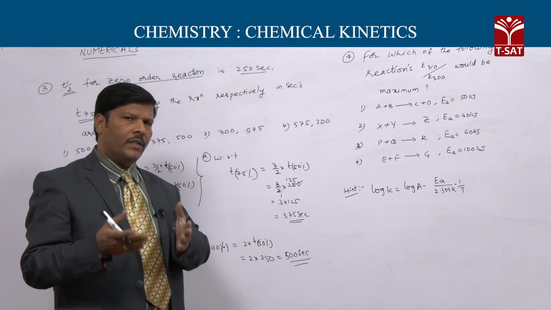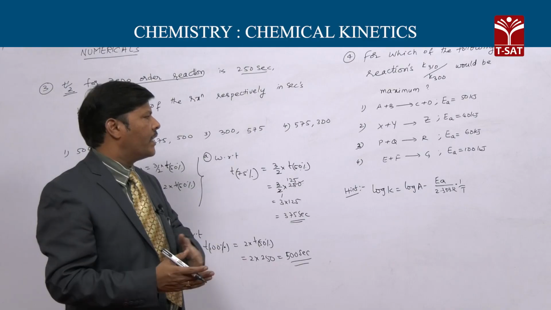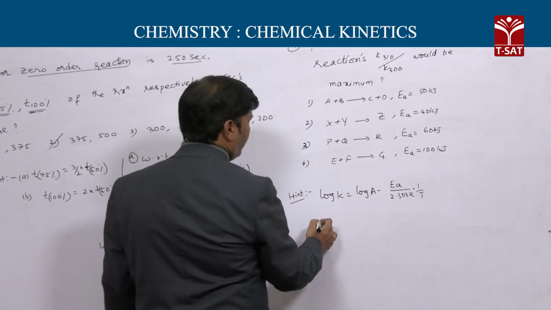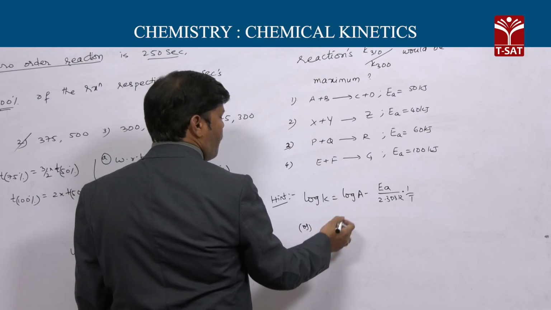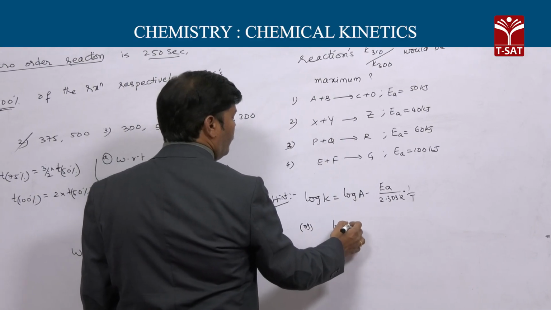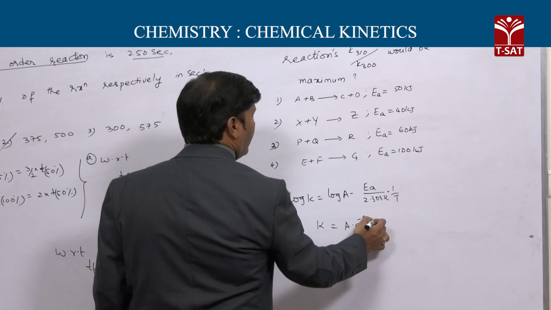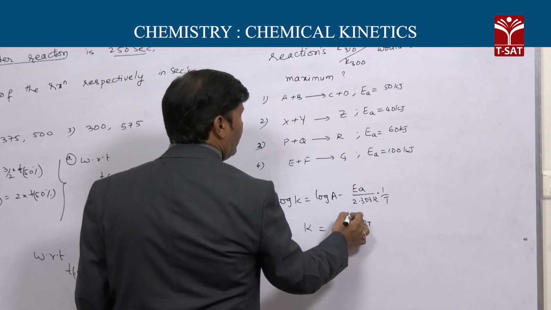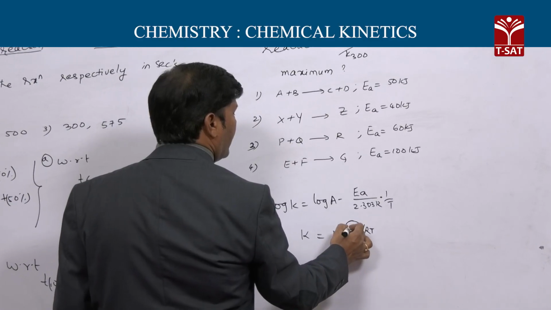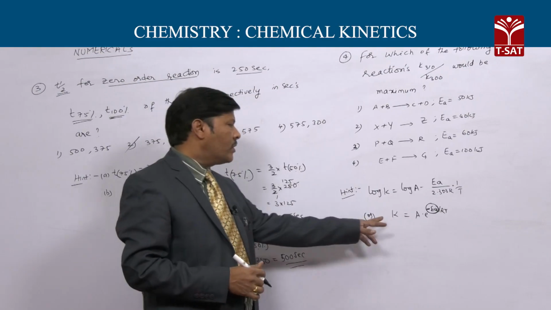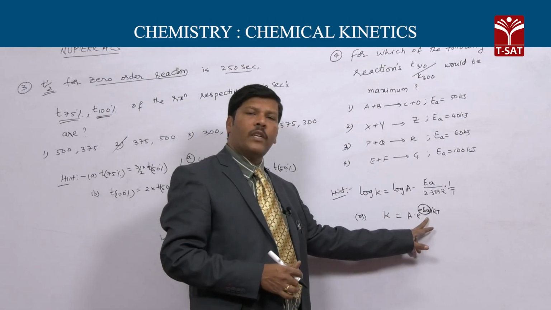So it is the activation energy term which always has to register a decrease in its value when there is an increase in the rate of reaction. This expression we can also write as K is equal to A into the exponential of minus EA by RT. Here you can easily see that the activation energy has a negative sign, meaning that when the rate constant is increasing, the activation energy has to decrease.